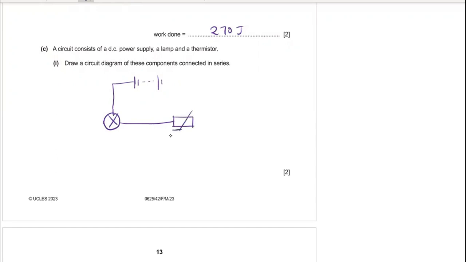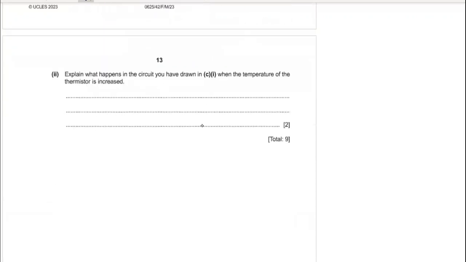This part must be parallel to the side. We connect to that bump. That's it. So they are testing if you know the symbol of a lamp, symbol of a DC power supply, and thermistor.